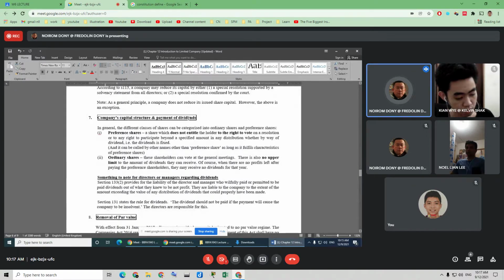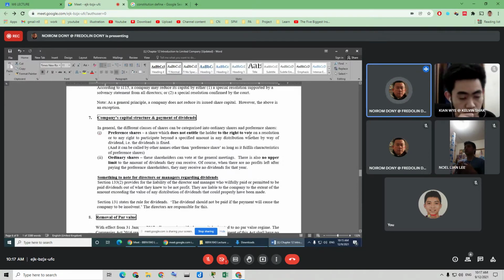Okay, company capital structure and payment of dividend. So this is the common capital structure of a limited company or public limited company. In general, there are two classes: we have preference share and we have ordinary share. So what is the difference between these two? Preference share is a share that does not entitle the holder to the right to vote, meaning they cannot vote.